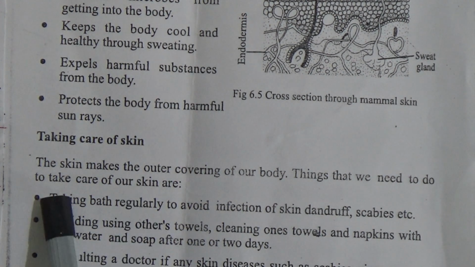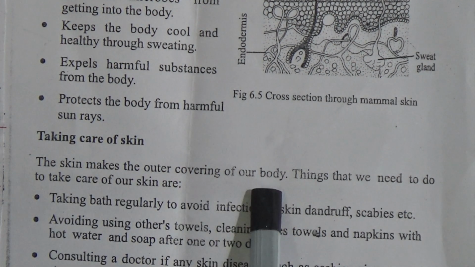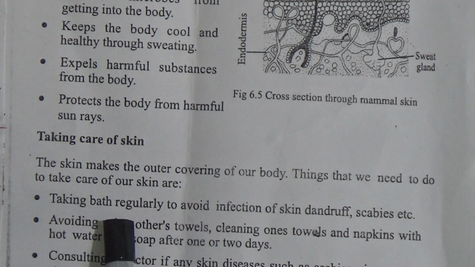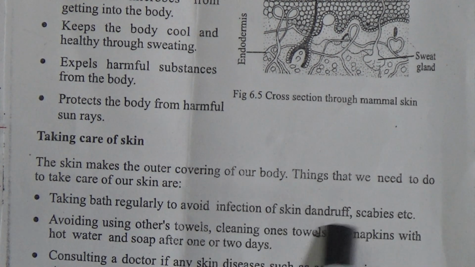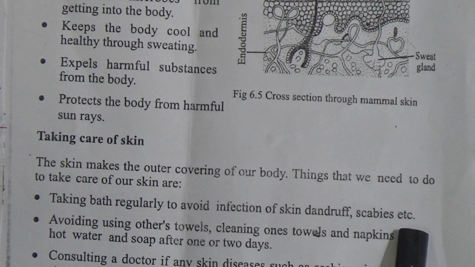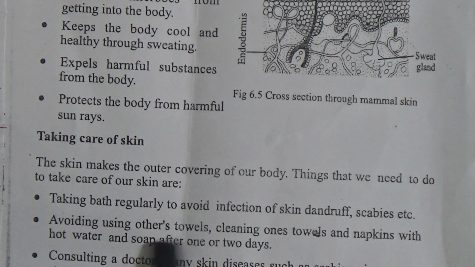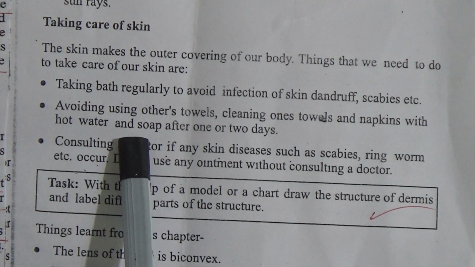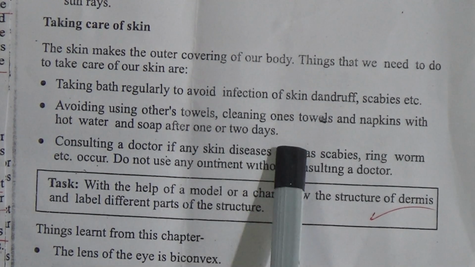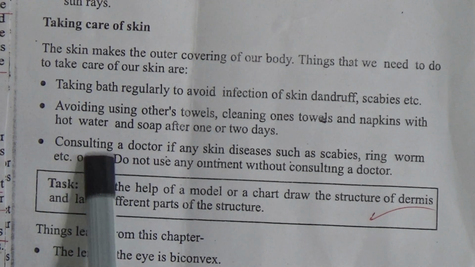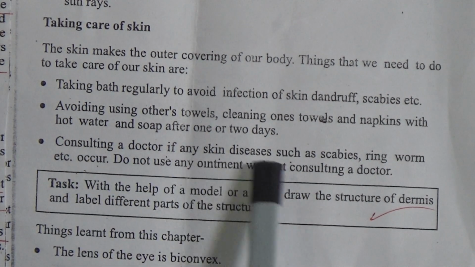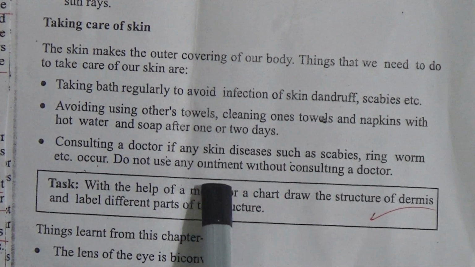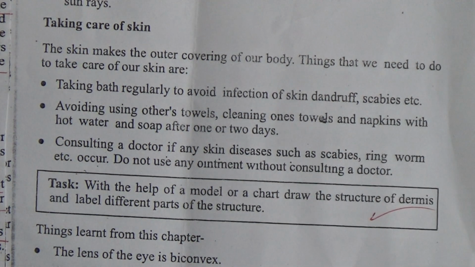Now, taking care of the skin, which makes the outer covering of our body. Things that we need to do to take care of our skin are: taking a bath regularly to avoid infection of the skin, dandruff, scabies, etc. Avoiding using others' towels, and cleaning one's towels and napkins with hot water and soap after 1 or 2 days. Number 3, consulting a doctor if any skin diseases such as scabies, ringworm, etc. occur. Do not use any ointment without consulting a doctor.